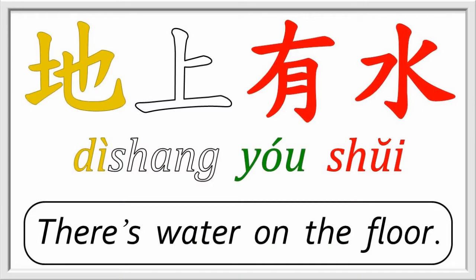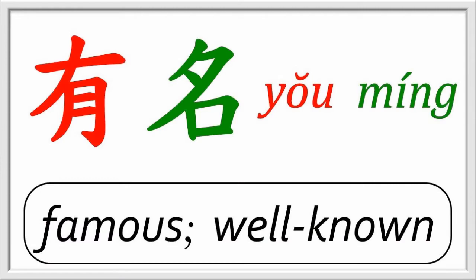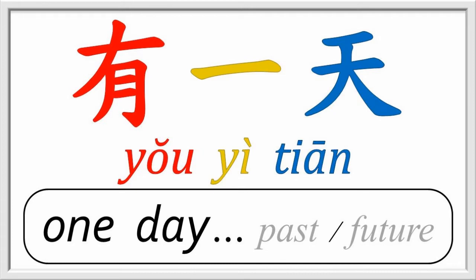For example, 地上有水. There's water on the floor. Or, on the ground. 地 can mean either. Note that 上 is usually unstressed after a word indicating location. We mentioned 出名 to become famous in Lesson 15, and now we have 有名 to already be famous or well known. 有一天 means one day I did something in the past, or someday I will do something in the future. A more literal translation would be, there was, one day.